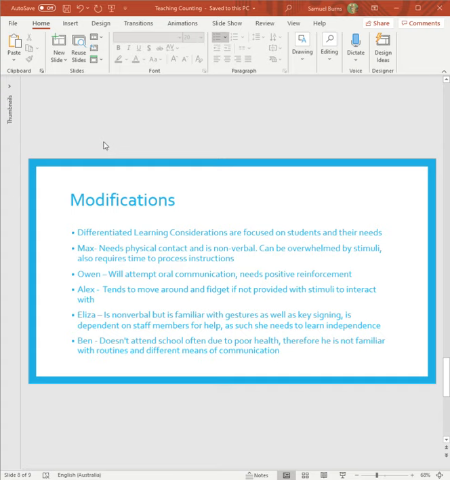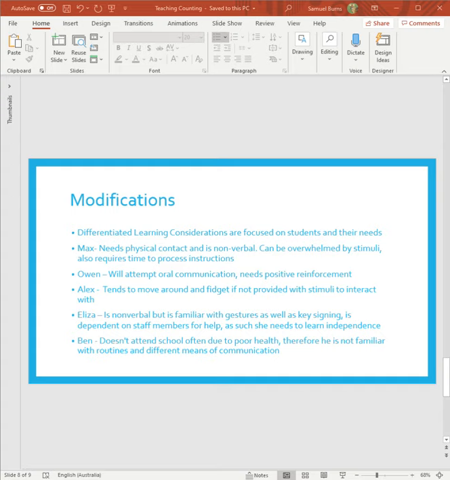Eliza is non-verbal but is familiar with gestures as well as key signing, but is overly dependent on staff members for help. As such, she needs to learn independence for herself. She's fairly in the same boat as Alex. She just needs a little more room to work on the tasks herself.